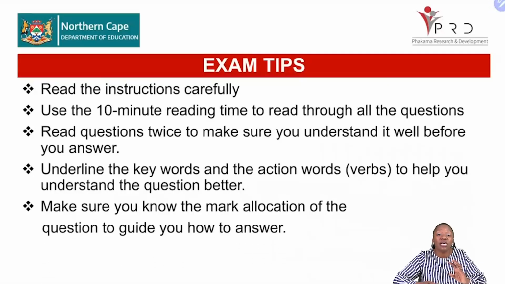Why? Because some of the questions will just give you a question, like account for the formation of cumulonimbus cloud, without telling you how many responses. Then you will give one response, whereas you're supposed to give 3 or 2. Remember your mark allocation: if it's saying 2 times 2, that means you're supposed to give 2 responses. If it's 3 times 2, you're supposed to give 3 responses so that you can get the full mark.